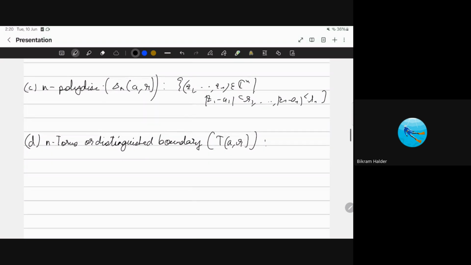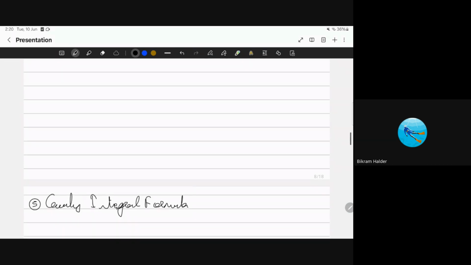And finally, the n-torus, which is part of the boundary of the n-polydisk. It is the set of z1 to zn such that |z1 minus a1| is equal to r1, up to |zn minus an| is equal to rn. And I leave it to you to think about why this is not the entire boundary, and only part of it. In fact, a very special part of it, as we will see.